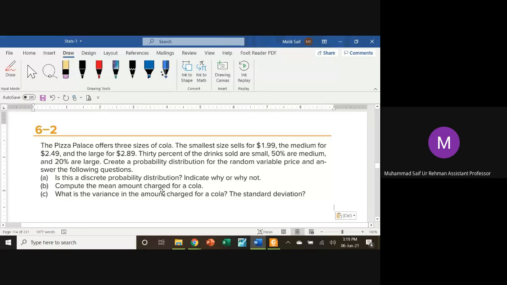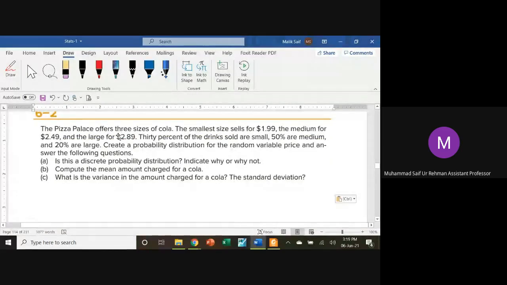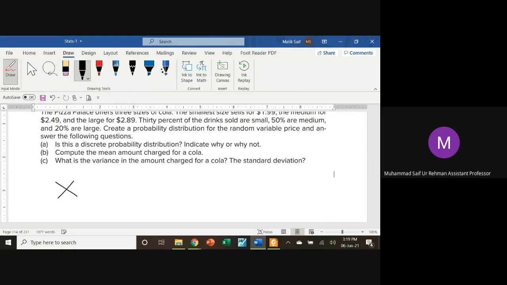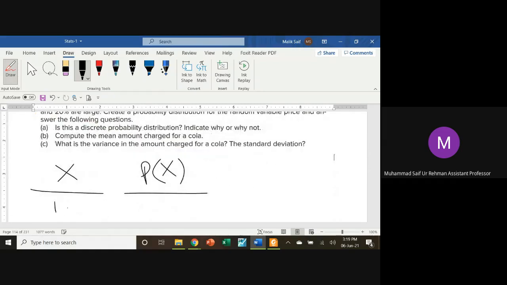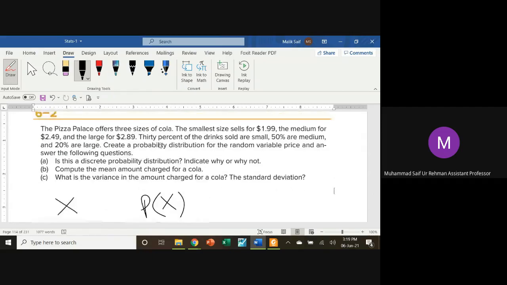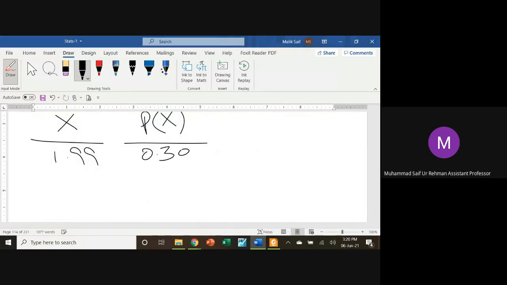Simply, in this case, the Pizza Palace offers three sizes of cola, so cola sizes may be considered as the random variable that you will write over here. Cola sizes means X, and probability of X means probability for different cola sizes. So what are the values for X? 1.99, and the probability for this 1.99: 30% of drinks sold are small. So these are the smallest size, sells for 1.99. So for this particular size cola, 30% sales are there. So 30% means 0.30. You may write down here P of X is equal to 0.30.